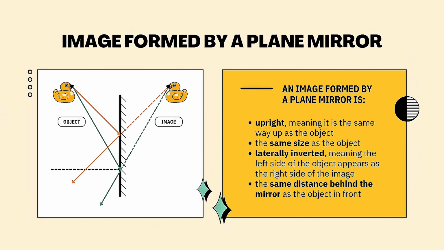The image is laterally inverted. This means the left side of the object appears as the right side of the image, and the right side appears as the left side. This is why words look reversed in a mirror.